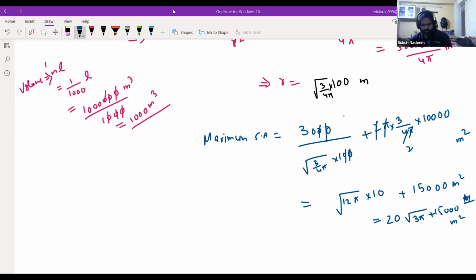Sit down, sir. Okay, you understood all the steps? Yes, sir. Okay, now let us come to the next part. They are asking for the dimension, not the surface area. Dimension is the radius and the height. The radius is root 3 by 4 pi into 100 meter.